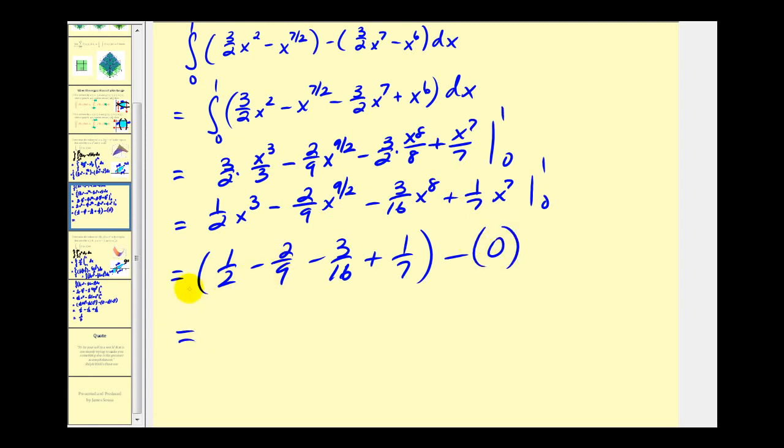And again, to save time, I've already calculated this. It doesn't come out very nice. It's 235 all over 1008. Again, this would be the volume under the surface in the given region.